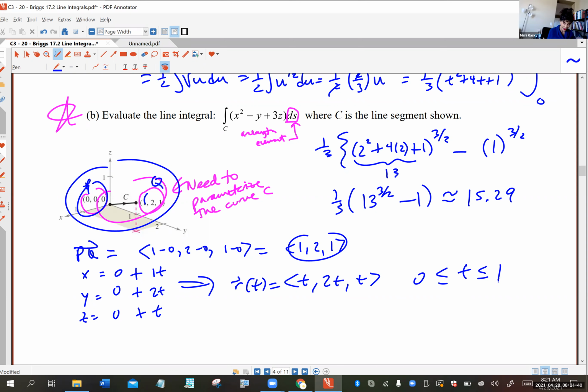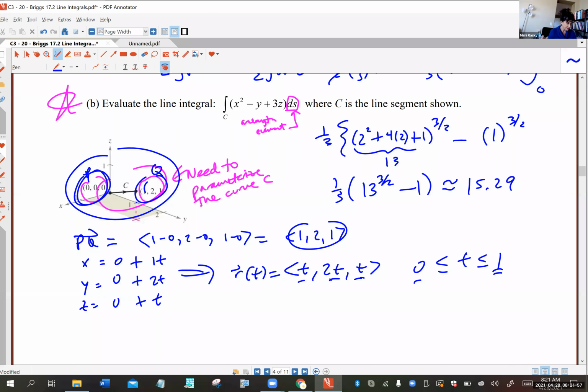I think that'll work. Because if we plug in 0, we get the point 0, 0, 0, which is indeed the starting point for the line segment. And when we plug in 1 second, we get 1, 2, 1, which is the ending point. So I think this will work. Good deal. So that means we can keep going forward a little bit.